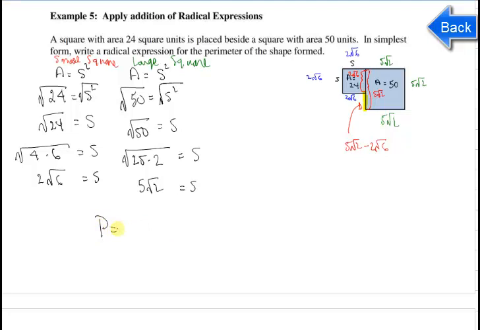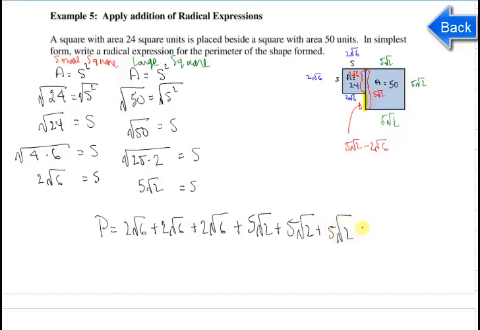Okay, so the perimeter is, now take a look, we have 3 sides that are 2 root 6. Okay, so I'm going to add those up. 2 root 6 plus 2 root 6 plus 2 root 6. And I've got 3 sides that are 5 root 2. And then my last side, which is 5 root 2 minus 2 root 6.